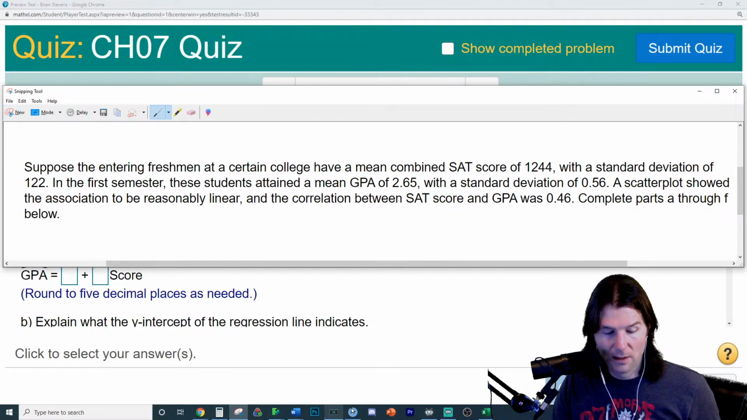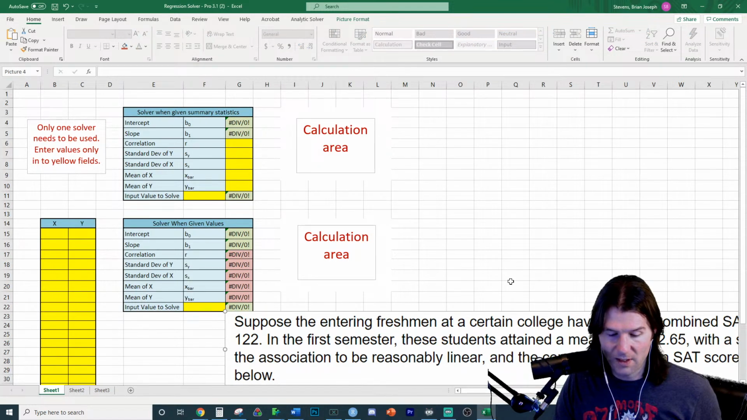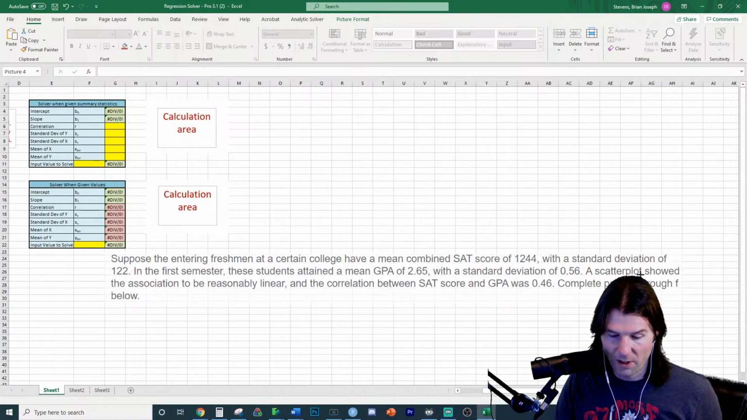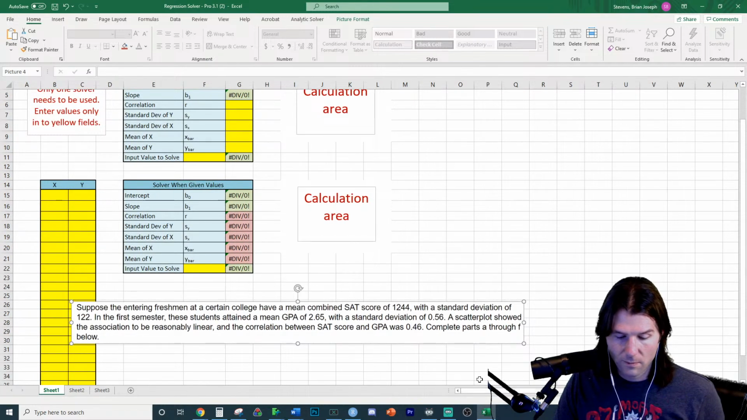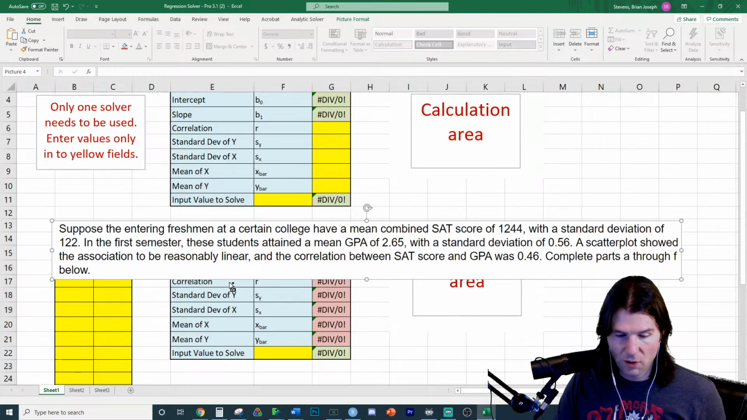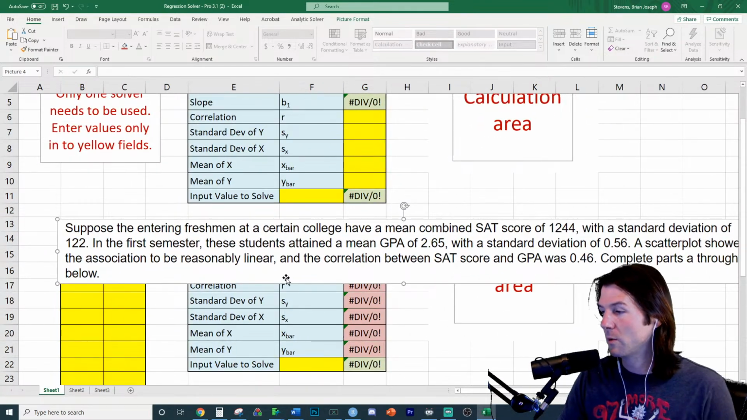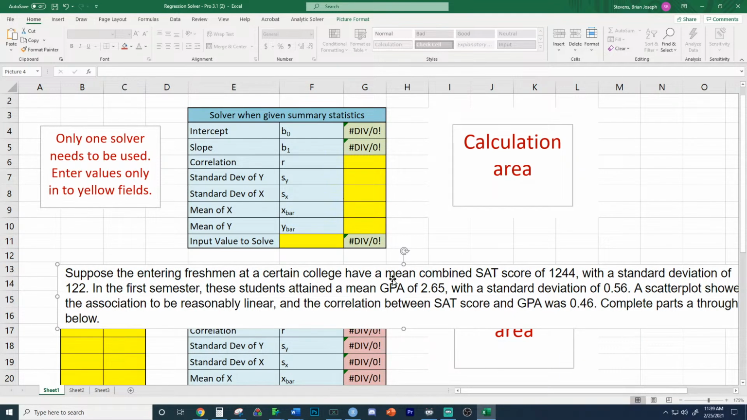We got this. So let's go ahead and drop this in here, and bring it down a little bit in size and over to here. Okay. So suppose the entering freshmen of a certain college have a mean combined SAT score of 1244 with a standard deviation of 122, and they want to predict.